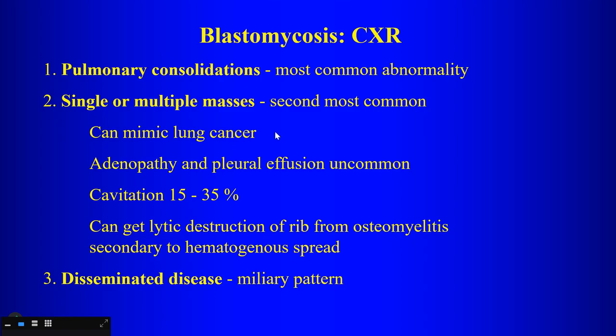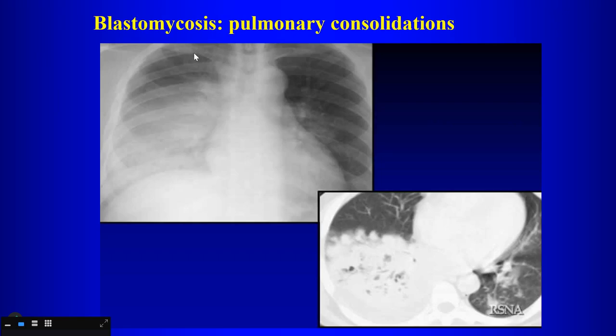So patients can have consolidations, can have masses. It can look like lung cancer. It can have lymphadenopathy. But as far as the bone, they can also get osteomyelitis. So this is the fungus where you could have lung lesions with bone lesions with osteomyelitis. So I guess it could look like metastatic disease to bone too. Disseminated disease, of course, gives you a miliary pattern.